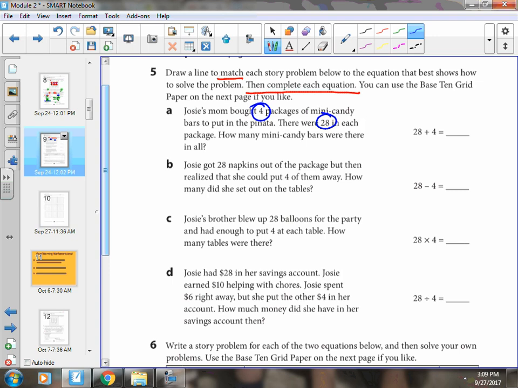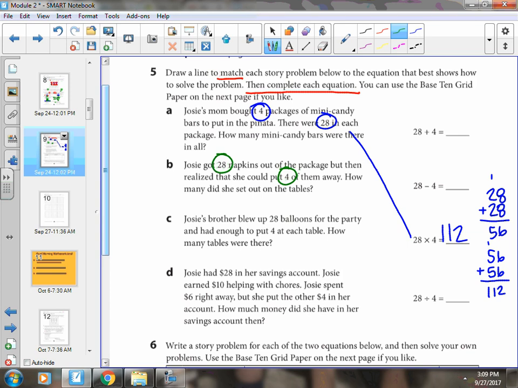4 packages, 28 per package, 28 times 4. Now I need to solve it. 28 times 4, I think I'll double. Double 28 to get 56. Double 56 to get 112. 112 pieces of candy. Letter B, Josie got 28 napkins out of the package, but then realized she could put 4 of them away. So 28 napkins, she put 4 of them away. 28 minus 4, 24 napkins.